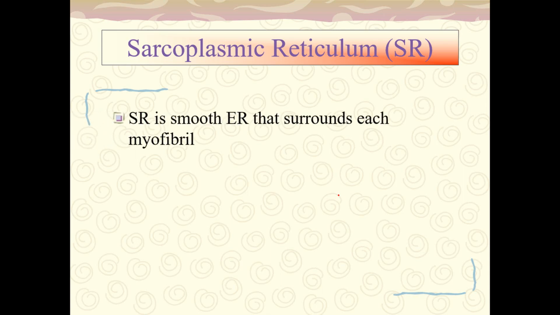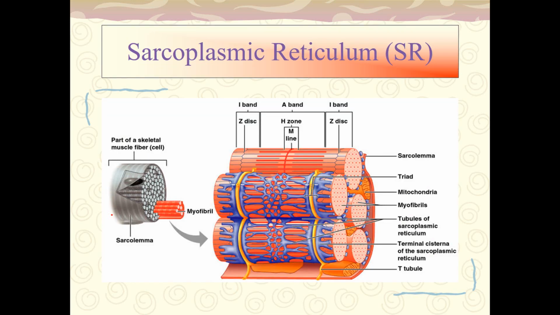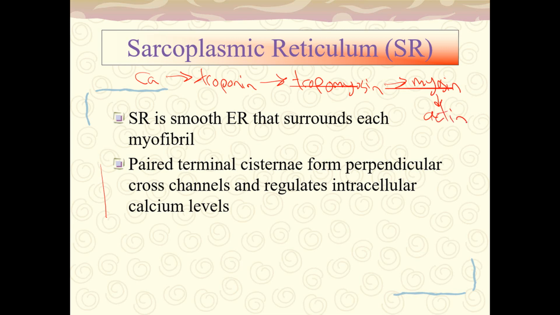So the SR, or sarcoplasmic reticulum, is just smooth ER in a muscle cell. And it surrounds each myofibril. And I'm going to talk about this in just a second. Paired terminal cisternae. But basically, we know from the previous one that calcium gets released. Calcium binds to troponin. Troponin moves tropomyosin out of the way. And then once that's moved, the myosin head can bind to the active site on actin.